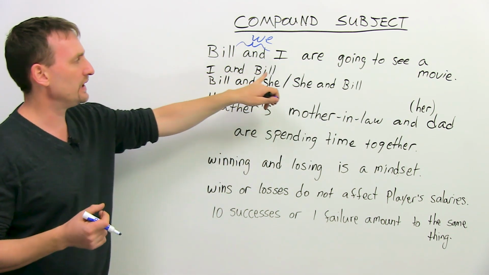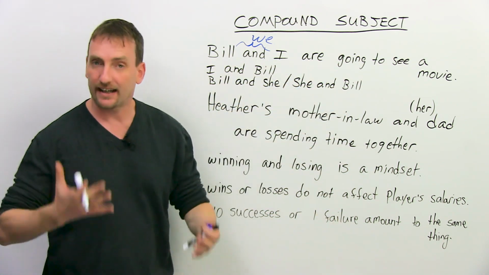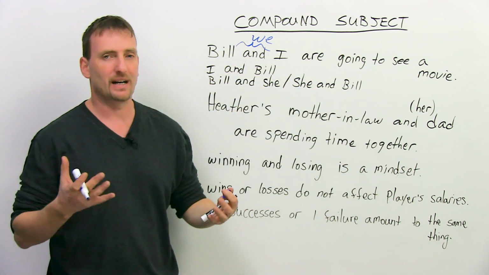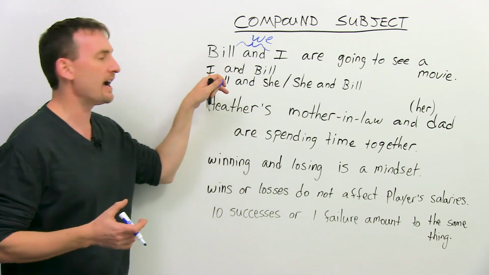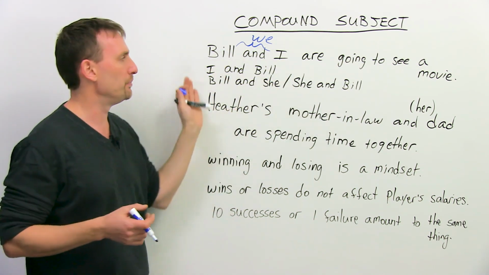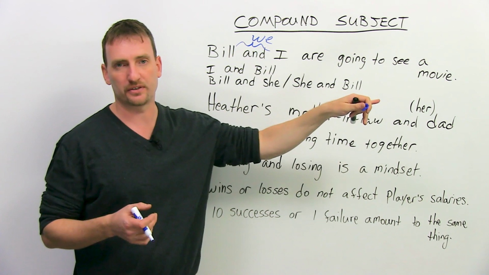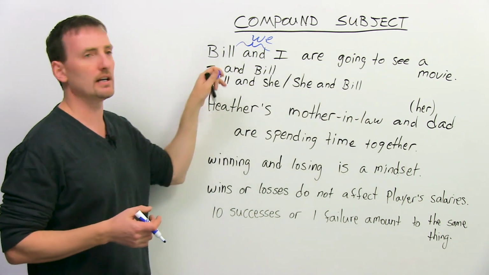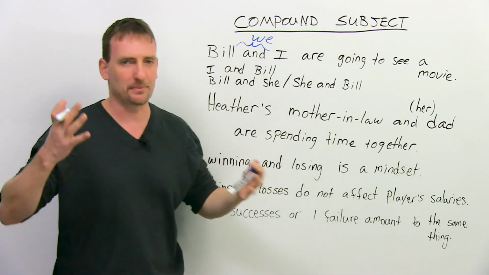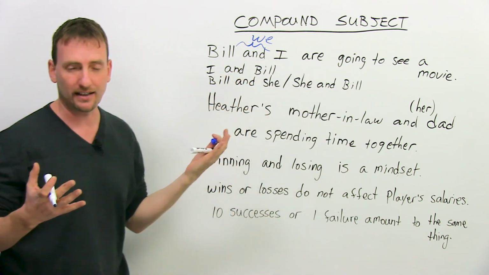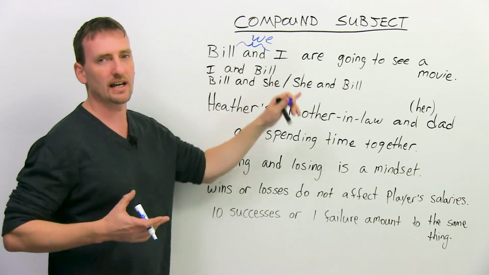So I'm going to look at another example. Now, I and Bill are going to see a movie. Technically, this is correct, but people don't usually put the I first. They put the Bill first. Bill and I are going to see. And you'll rarely hear I and Bill. Why? I'm not exactly sure. They're both correct, but common usage is to put the I second.